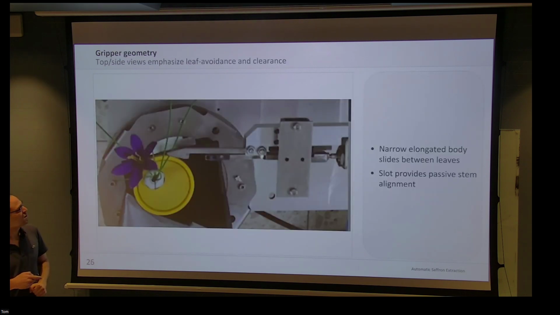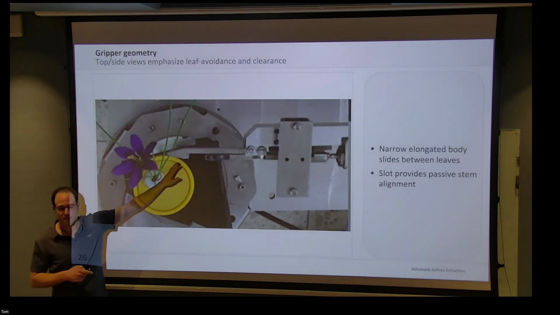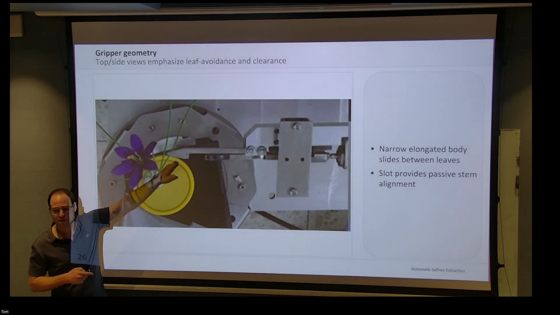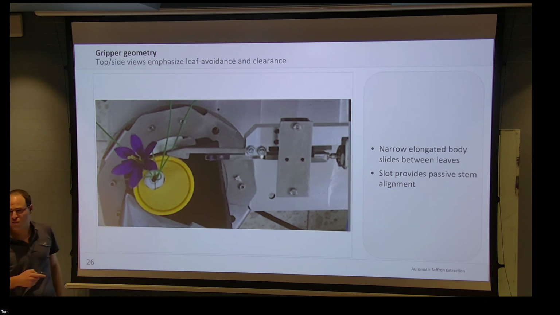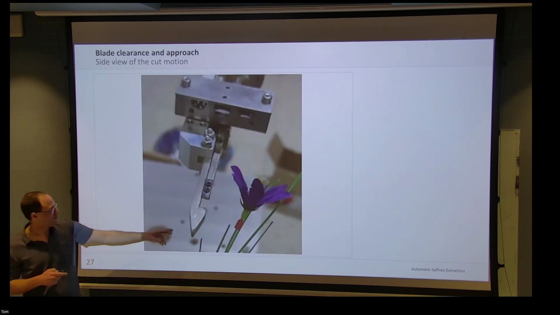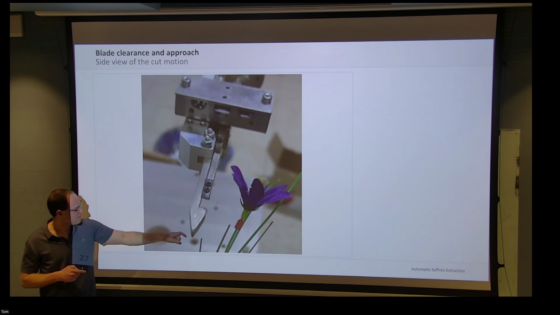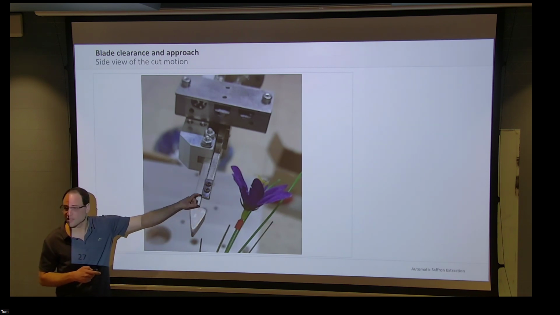This is the real gripper. It's like an arrow type, and here is the slot that we will go below the flower. Here is a side view. The stem will slide here and get into this slot.